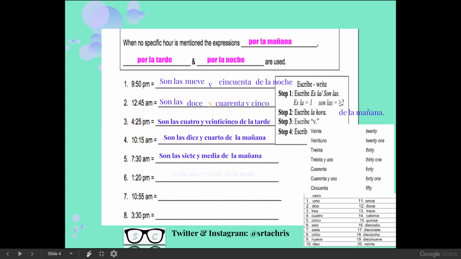Number 6, es la una y veinte de la tarde. We use es la in this example because the hour is 1. In all the other examples we use son las, but in this example we use es la because the hour is 1. Number 7, son las diez y cincuenta y cinco de la mañana. And number 8, son las tres y media de la tarde.